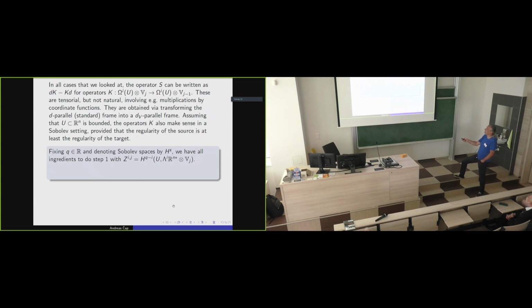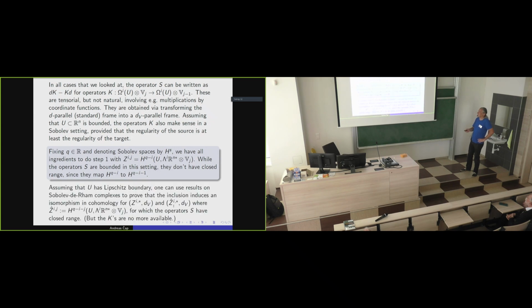Then we have all the ingredients to do step 1, by starting in some Sobolev regularity, reducing the regularity by 1 whenever we go a column right, because we want to have an exterior derivative there, and otherwise having the same regularity in each row. The problem then is that in this setting the operators S are bounded, no problem, because they go to something of lower regularity, but they won't have closed image, because they go to something of lower regularity. So they will always just map onto a dense subspace.